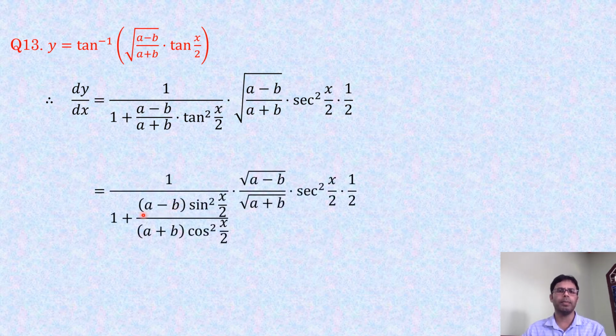So you see 1 by 1 plus a minus b by a plus b is already there, but tan square is actually sine square x by 2 divided by cos square x by 2, and the root over is distributed here. Sec square x by 2 is there, and half is also already there. Then take the LCM here, a plus b cos square x by 2 is the LCM, and that will go to the numerator.